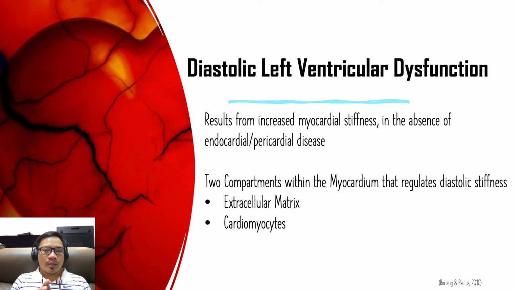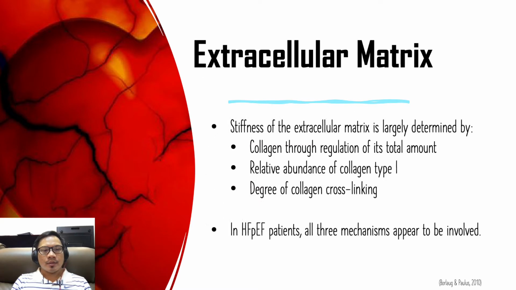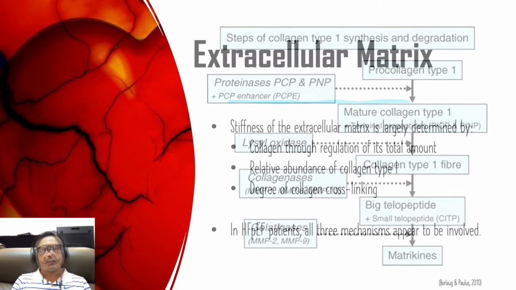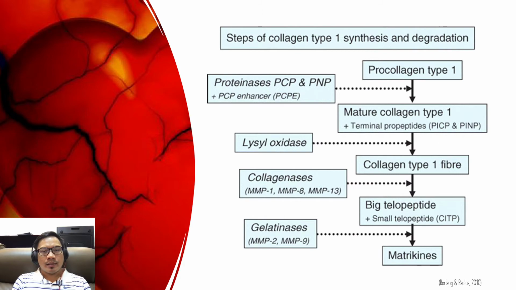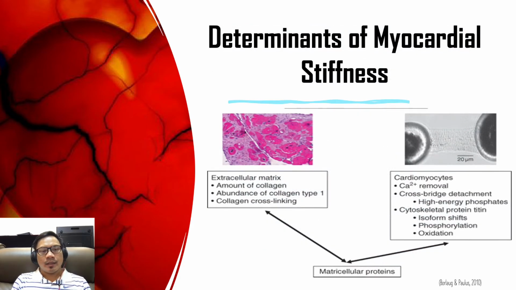So two compartments within the myocardium regulate diastolic stiffness. These compartments are the extracellular matrix and the cardiomyocytes. The stiffness of the extracellular matrix is largely determined by collagen: the relative abundance of collagen type 1, and the degree of collagen cross-linking, and in HFpEF patients, all three mechanisms appear. So there are steps of collagen 1 synthesis and degradation. And the determinants of myocardial stiffness, as I said, are the extracellular matrix and cardiomyocytes.